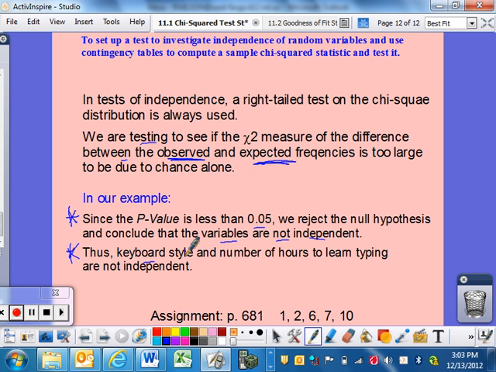So that is one example from top to bottom on what we do with the chi-squared test of independence. This is the assignment we're going to work on in class, and hopefully you all have a great day.